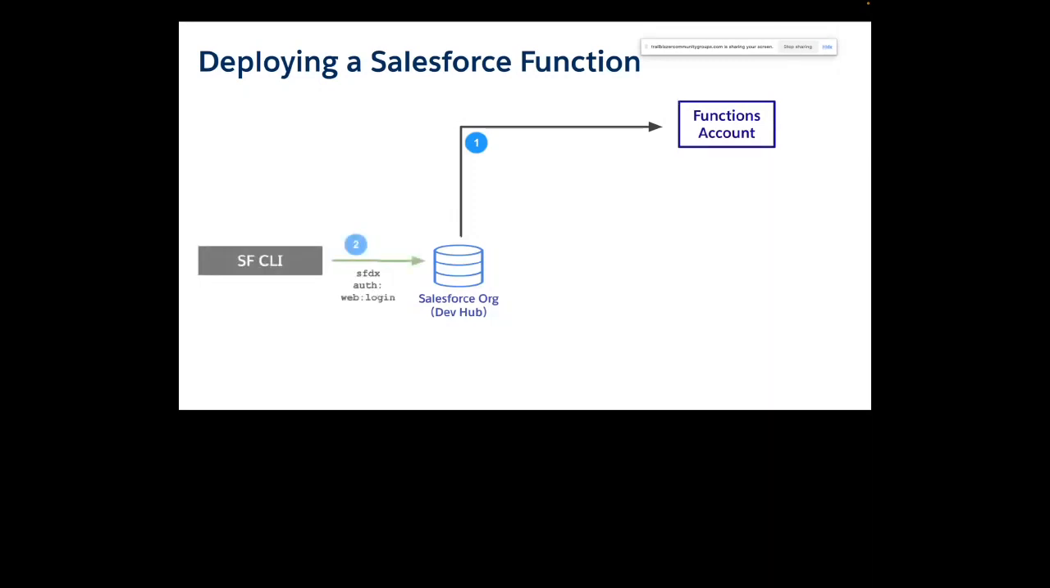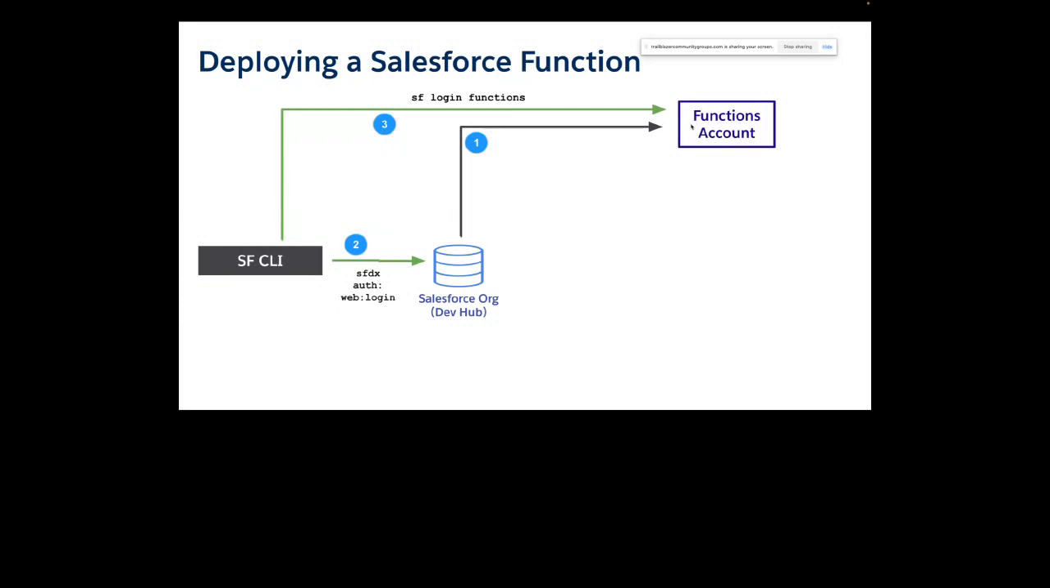Now, using the SFCLI, you are going to authorize to the Dev Hub instance. All of us have done this process in the past. You use sfdx auth web login, or using the command palette, you run authorize an org. So it's going to authorize this Dev Hub instance to your SFCLI. Now, in order to deploy functions, what you also need to do is authenticate to this functions account.